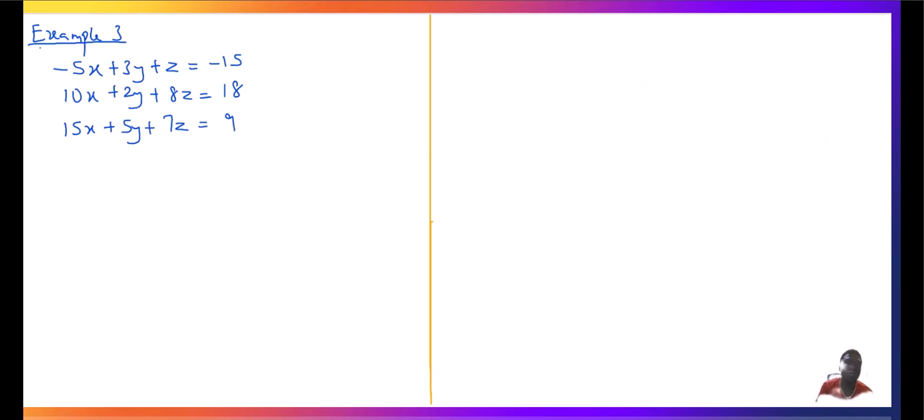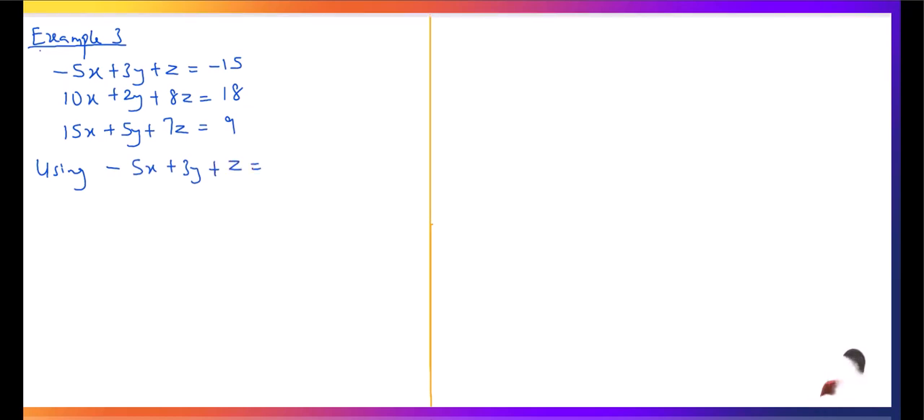Here comes our third example, three wonderful linear equations. Again, look for the one where the coefficient of the variable is equal to 1. We have that in equation 1, where the coefficient of z is equal to 1. So let's make z the subject of the formula in equation 1, using -5x + 3y + z = -15.